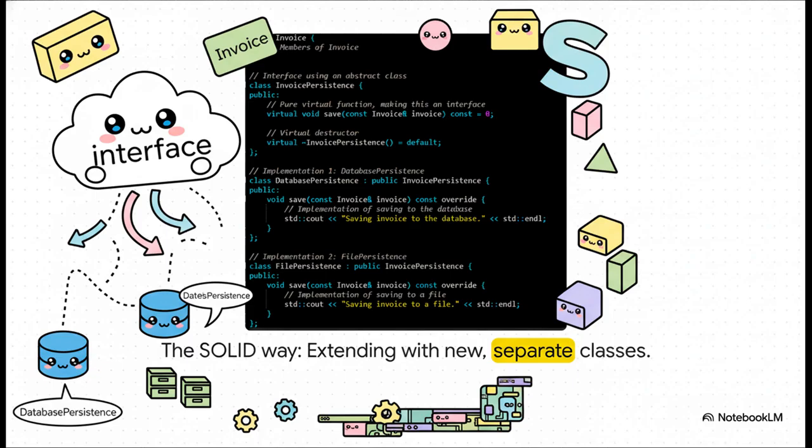Now here is the beautiful, SOLID way. Instead of changing our original class, we transform invoice persistence into an interface. That's the blueprint I was talking about. All it says is, hey, any class that wants to be an invoice persistence type must have a save method. Then we create 2 new, totally separate classes, database persistence and file persistence. Each one follows that blueprint, but implements the save method in its own unique way. Our original logic is now safe and sound, completely untouched.